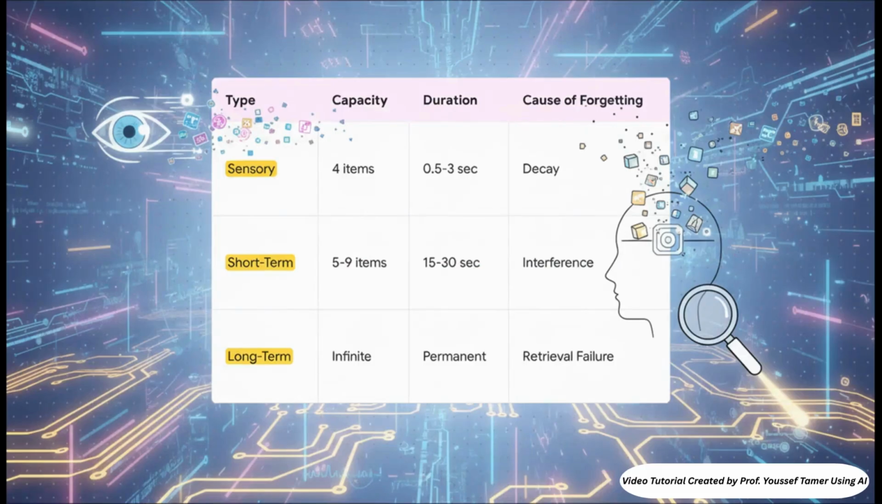Okay, let's put it all together. This little chart is basically the cheat sheet for your entire memory system. Sensory memory is tiny, super brief, and things just decay. Working memory is a bit bigger, but still very short, and you forget because new stuff interferes with the old. But long-term memory, it's infinite and permanent. When you forget something from there, it's not actually gone. It's usually just a retrieval failure. You can't find the path to access it.